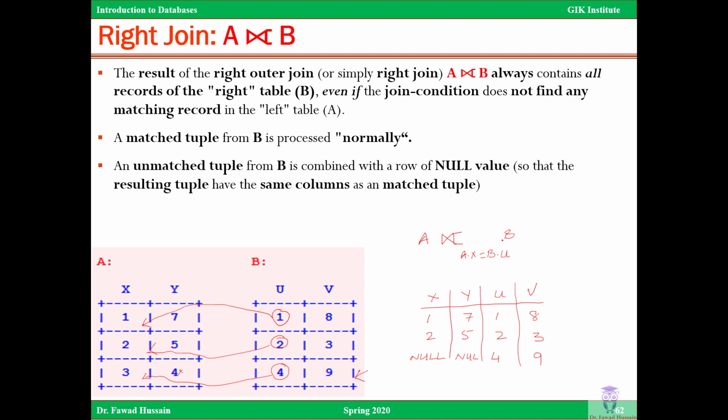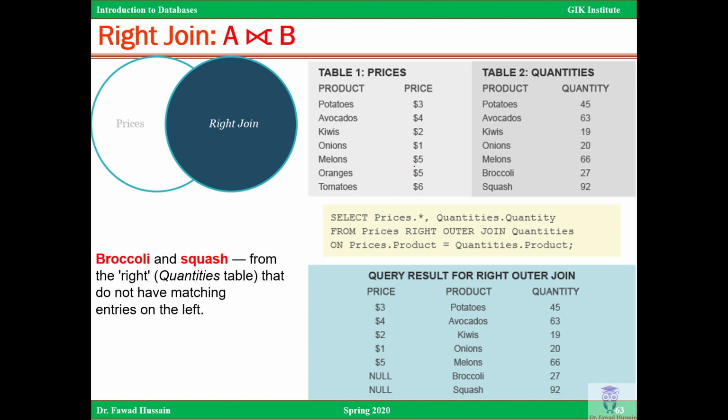So let's move on to the other example we have. In this case, again, potatoes, we have the price and we have a corresponding entry. For avocados, we have a corresponding entry. Kiwis, there's a corresponding entry. Onions, we have. Melons, we have. So in this case, we're not bothered with these because this is the right outer join. So we are interested in these values.